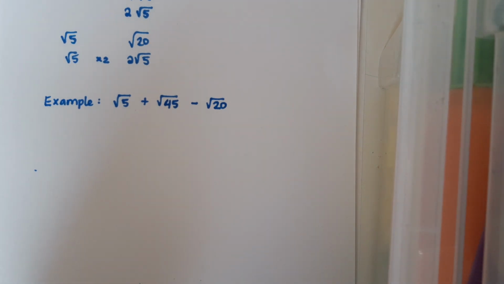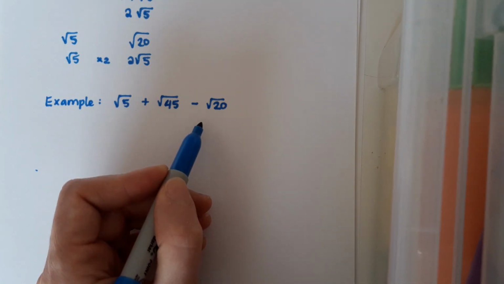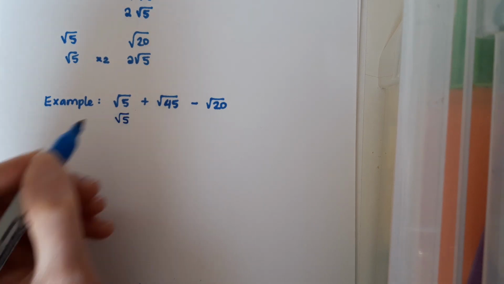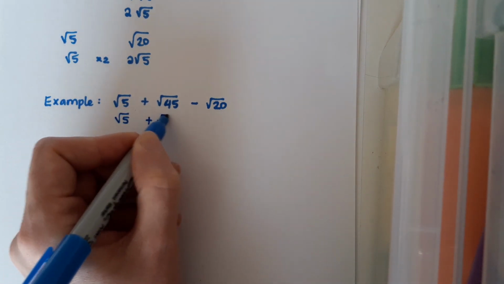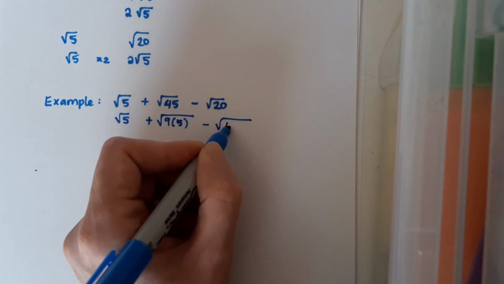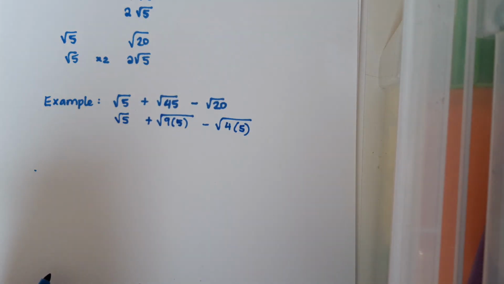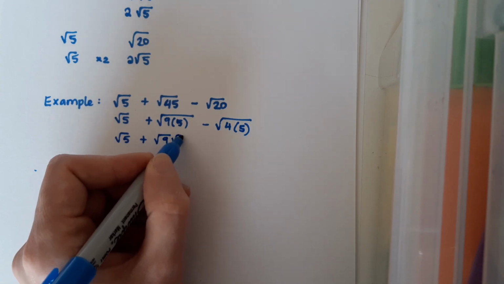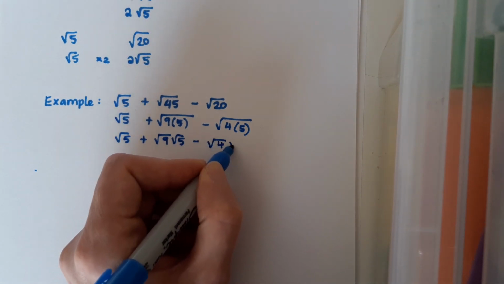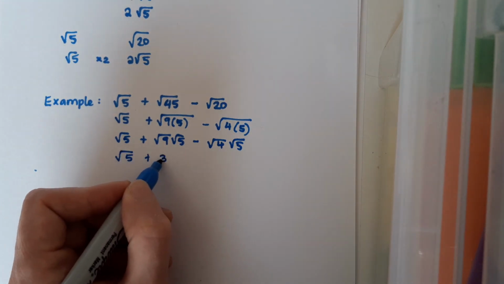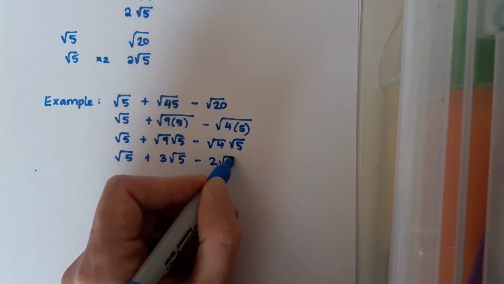So you can also use this method to simplify longer calculations. For example here, if I want to simplify this calculation, then root 5, I can't really do very much with it. Root 45, I can split up into 9 by 5. And of course, we saw a little while ago, root 20 is 4 by 5. And then root 5, I can leave alone. I'm going to say root 9, root 5, minus root 4, root 5. I can tidy up each of these then: root 5 plus 3 root 5 minus 2 root 5.